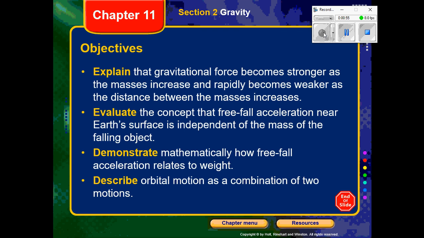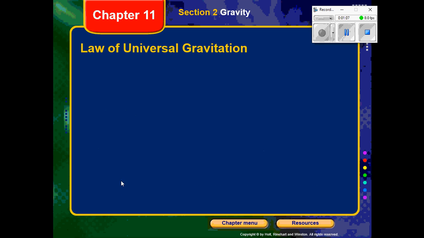And describe orbital motion as a combination of two motions, which has a lot to do with what's going on today, if you know about what Elon Musk and his SpaceX company is doing. Okay, so this is the law of universal gravitation. Remember, we're talking about Newton.